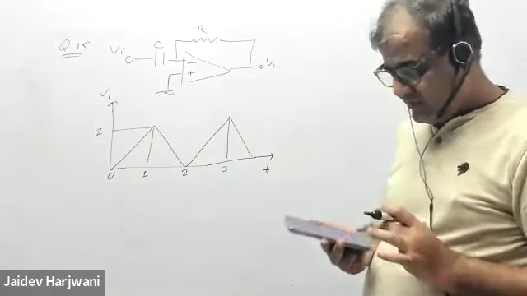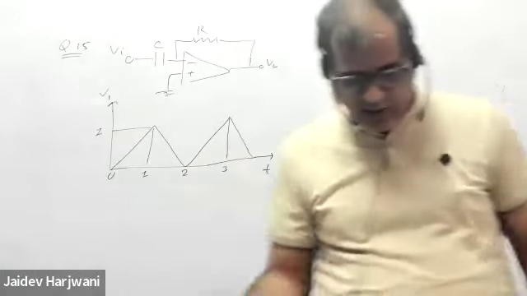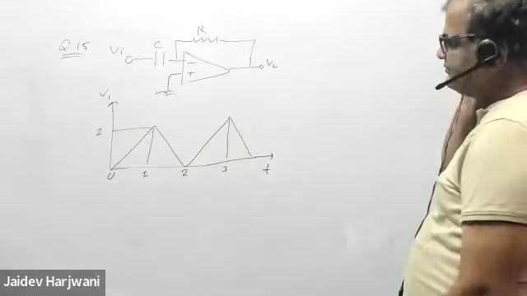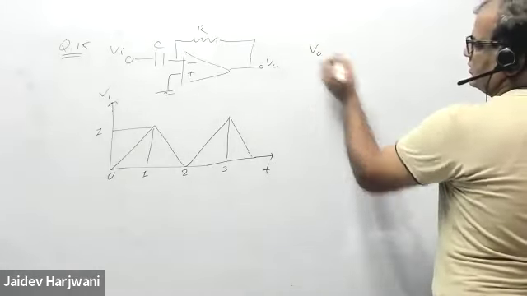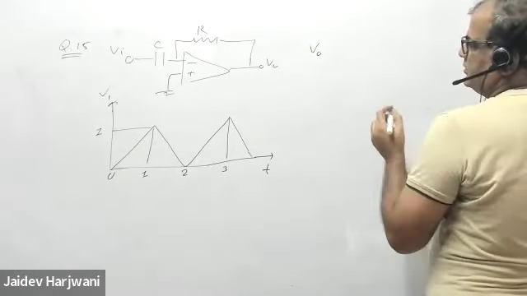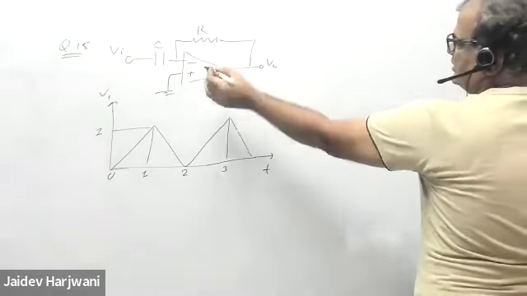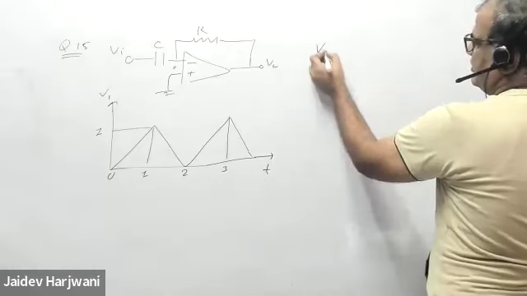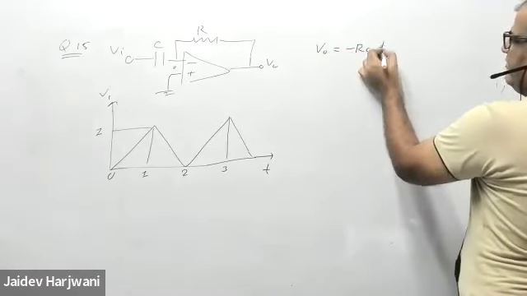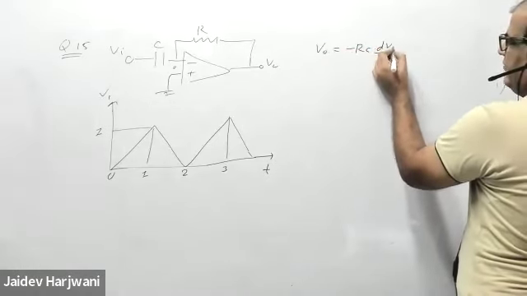RC value is 1. Find the output. Tell me how to do this problem. What is the output equation? Output equation is how much? Minus RC dVi by dt. Minus RC dV input by dt.